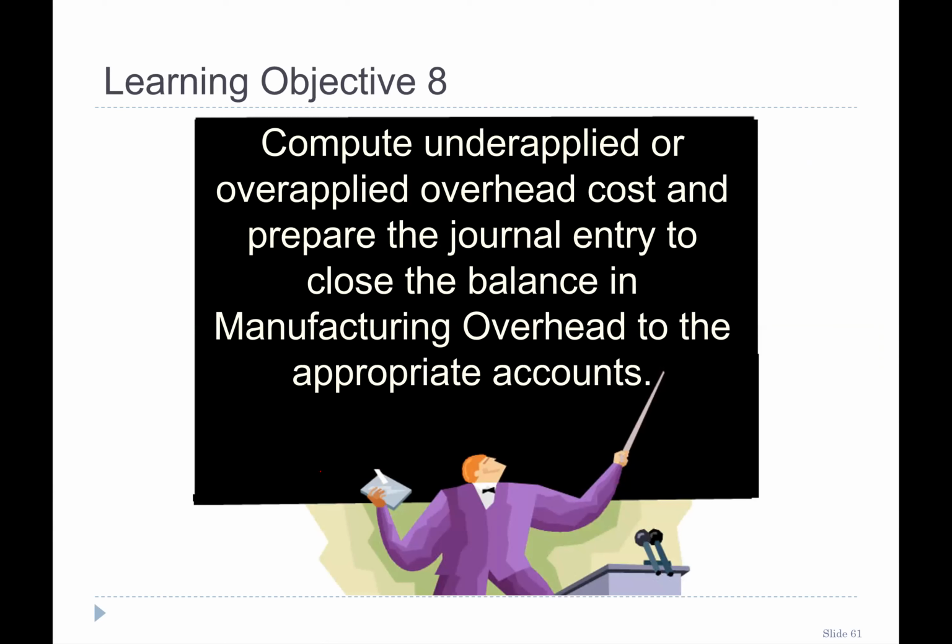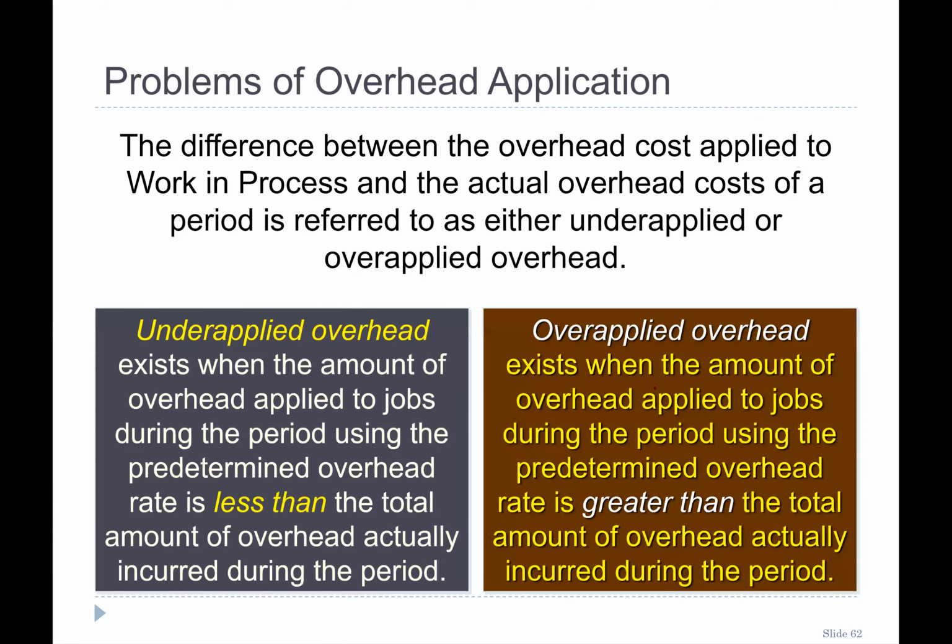And now compute under-applied or over-applied overhead cost and prepare the journal entries to close the balance in manufacturing overhead to the appropriate accounts. So the problem with the overhead application we just talked about in the previous lecture, and we also talked about right now, is that if there is a imbalance, then adjustment is needed. So we are now heading towards solving that problem.